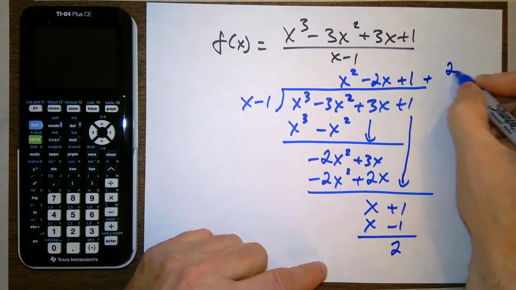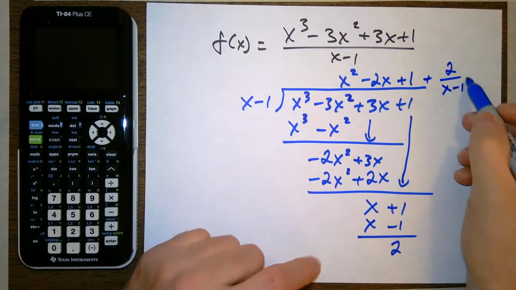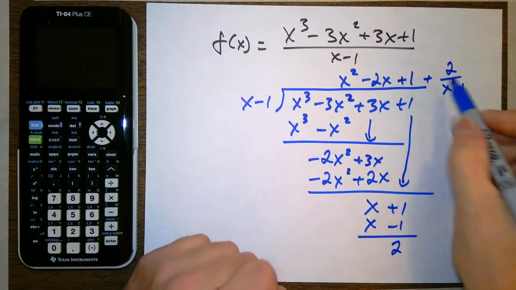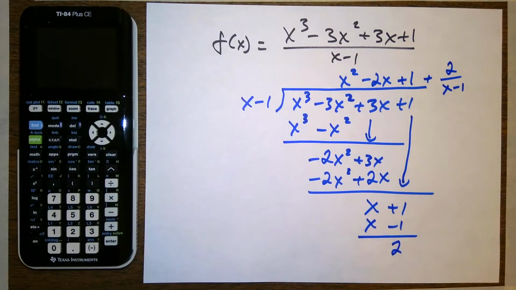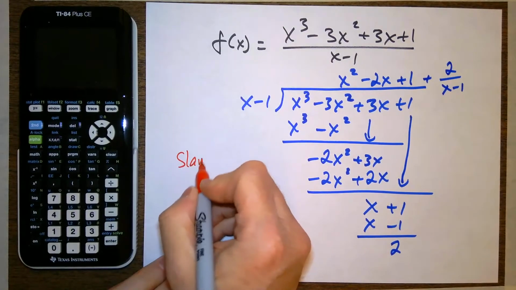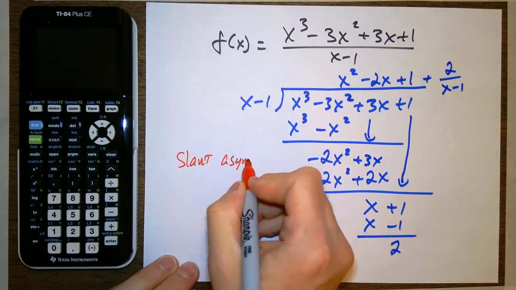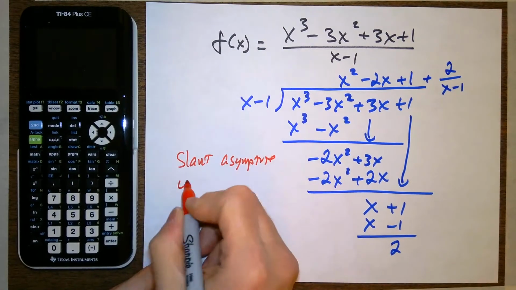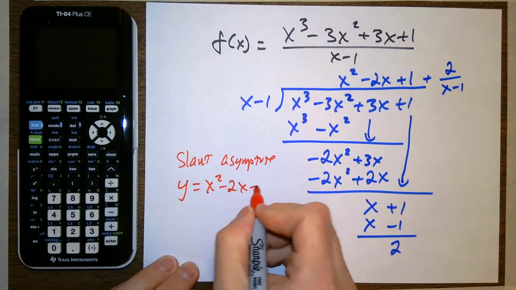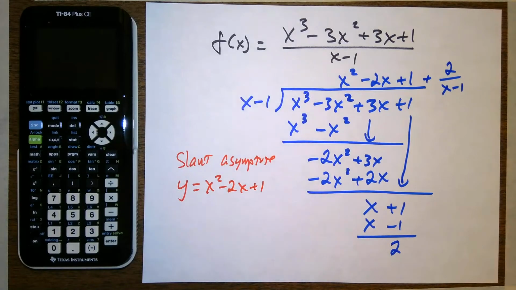I can think of that as plus 2 over x minus 1. And I don't care about that as far as the slant asymptote goes. So I'm looking at the quotient up here. And the slant asymptote will be the curve y equals x squared minus 2x plus 1. So other than just a line, this is going to be a parabola.